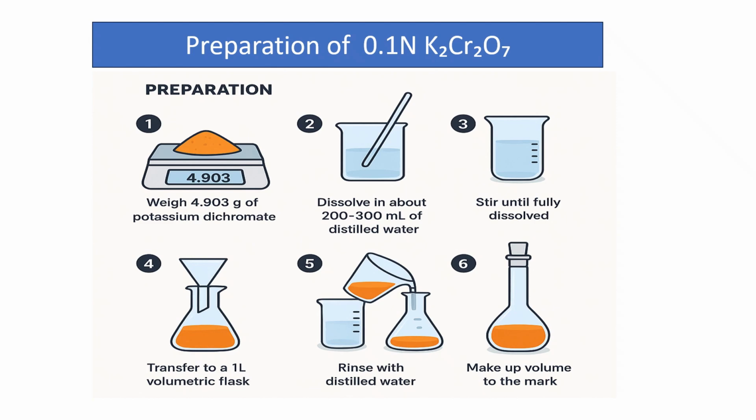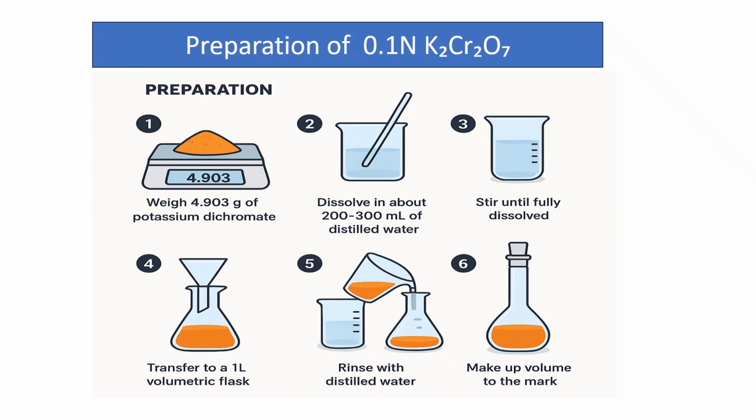First, weigh accurately 4.903 gram of potassium dichromate using an analytical balance. Transfer the solid to a clean beaker and dissolve it in about 200 to 300 ml of distilled water. Stir until fully dissolved. Transfer the solution into a 1 liter volumetric flask using a funnel.